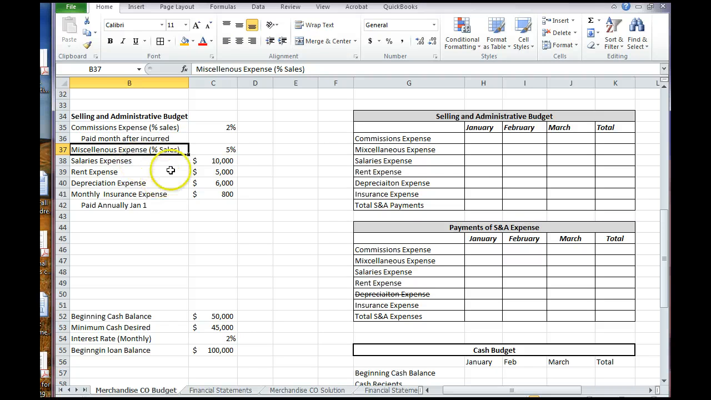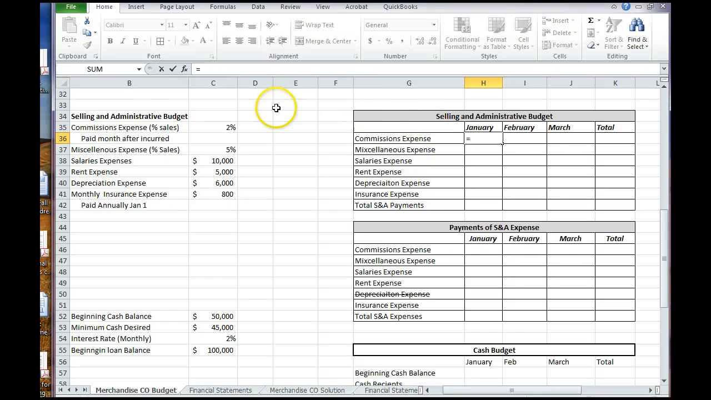Miscellaneous expense is going to be a percentage of sales. Okay. And then we have all of these fixed expenses: salary, rent, depreciation, insurance, a little bit of payment data down here too. So relatively straightforward. This should be a fast video. Yay, fast videos. I know.